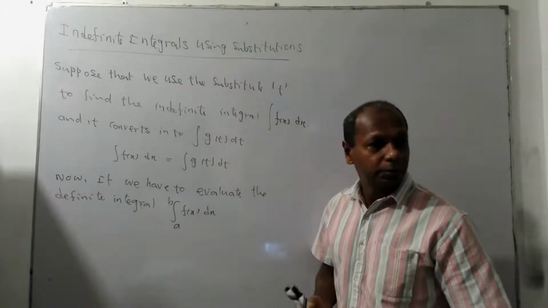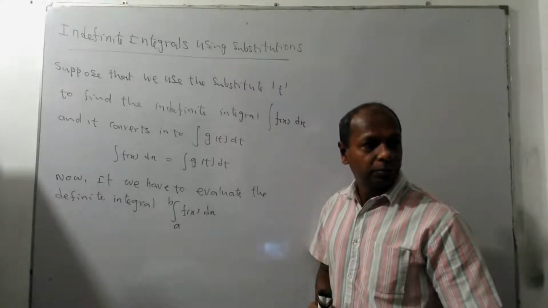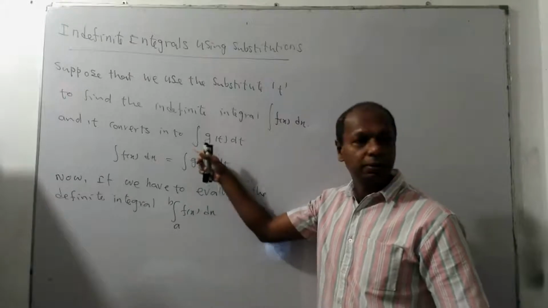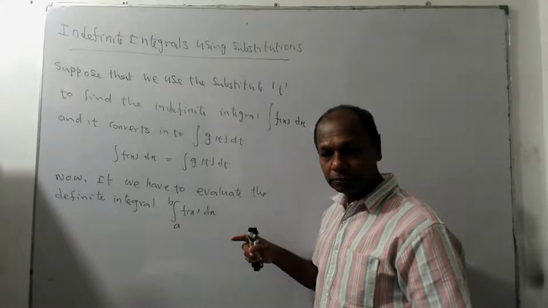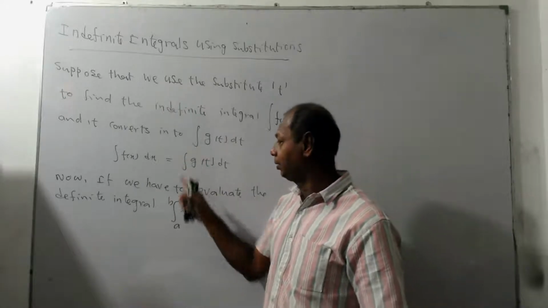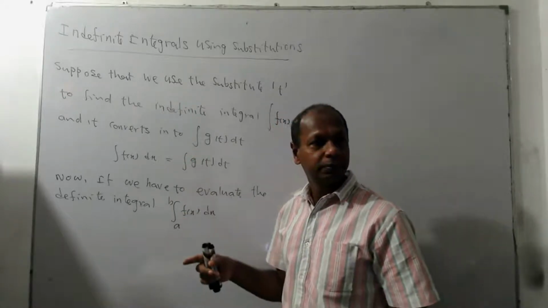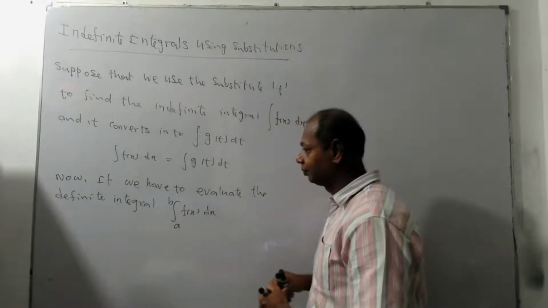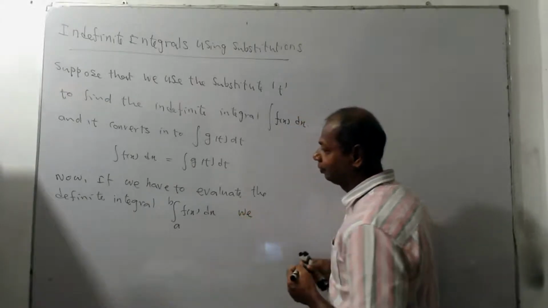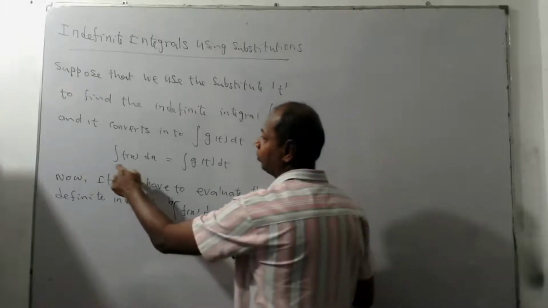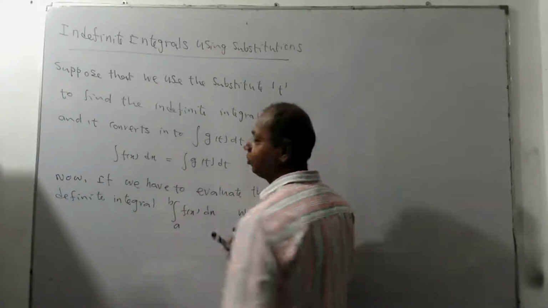What do you do? Same limits, A and B, on the other side also? You just write A and B on the other side? What do you do? If it goes from A to B on this side, here also you write A to B.